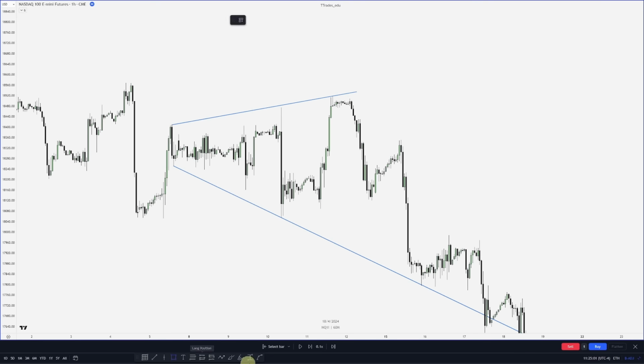Now, understanding what this looks like on the higher time frame is important. So let's go back to the PDF and then we'll come back into here.